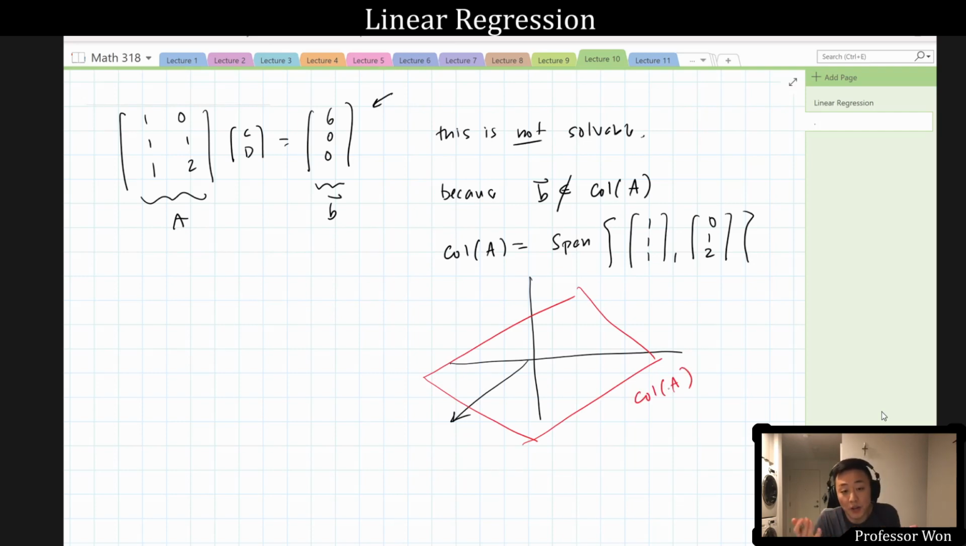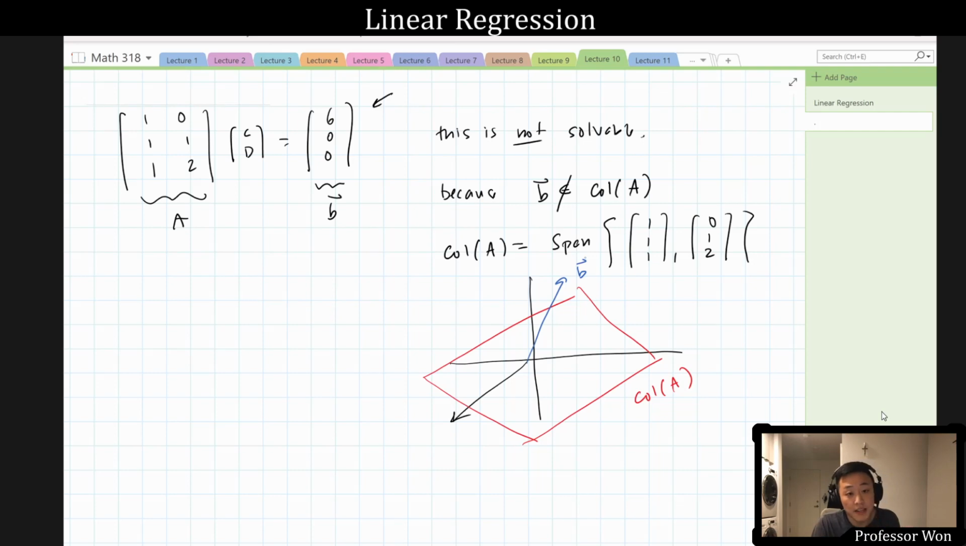And so almost all the time, if you have data like this, you get some vector B, and almost all the time the vector B will not be in the column space of A, because the column space of A is a two-dimensional plane inside of a three-dimensional space. And so you wouldn't be able to solve for C and D, the intercept and slope of the line that passes through all the points, right?